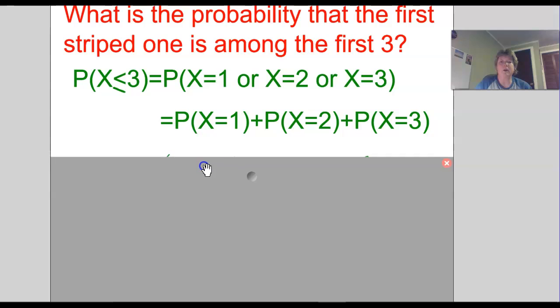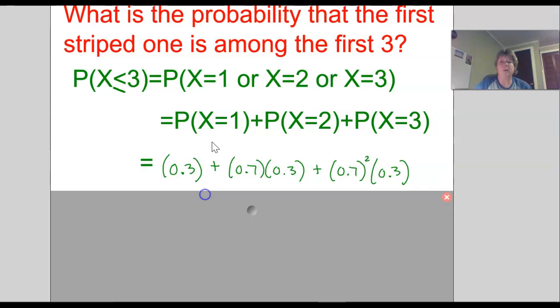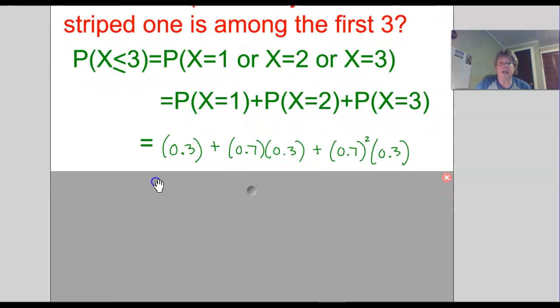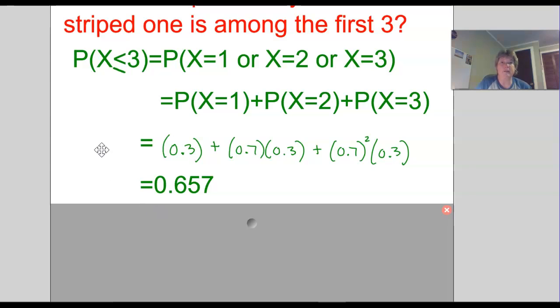So the probabilities then are going to look like this. So the probability that the first striped one happens on the first try, well, that's just p. That's our probability of getting a striped one. And then on the second try means we got not a striped one, and then a striped one. So again, these are connected with an and, so I'm going to multiply those. And then here for the third one, I'm going to have not a striped one and not a striped one. So that's going to be 0.7 times 0.7, so I'm just going to write that as 0.7 squared. And then the third one is going to be the striped one, which is 0.3. And that works out to be 0.657.